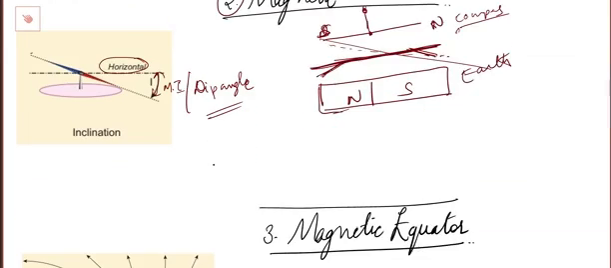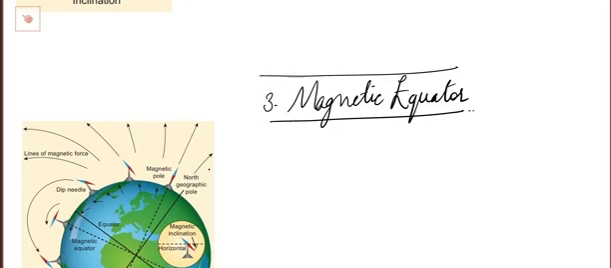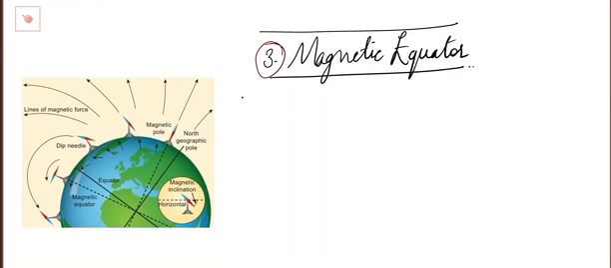Now let's see the third component of William Gilbert's geomagnetism. The third component is the magnetic equator. If you consider this as the equator, here you can see that at the equator no inclination takes place, and the needle is parallel to the surface of the earth.